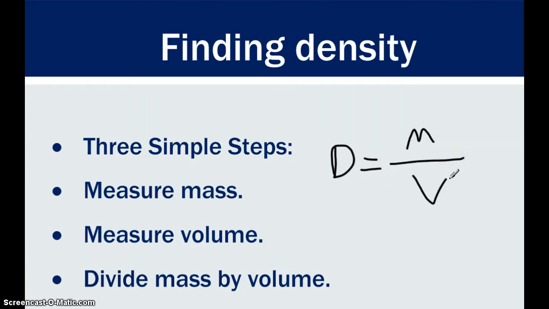So that's the equation. The unit of mass should be something like kilograms or grams. The unit of volume should be something like liters, milliliters, or centimeters cubed. I'm going to go ahead and write it on here. 1 milliliter equals 1 centimeter cubed. These are two common units of volume that we use in this class, and they're the same thing.